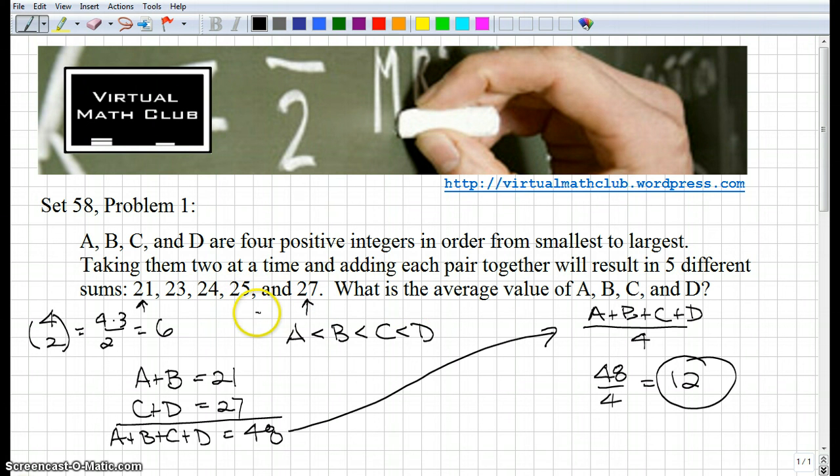So that might have thrown you, but really that's kind of a distractor from the simplest way to do it, which is just to add the biggest and the smallest sum of the pairs and then divide by 4. So there you go.